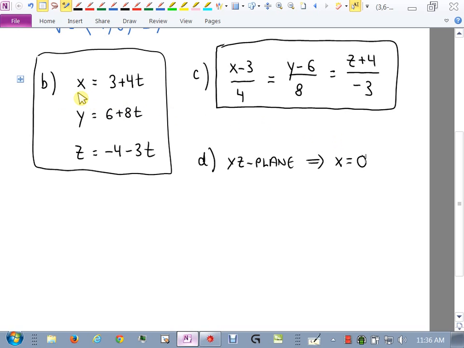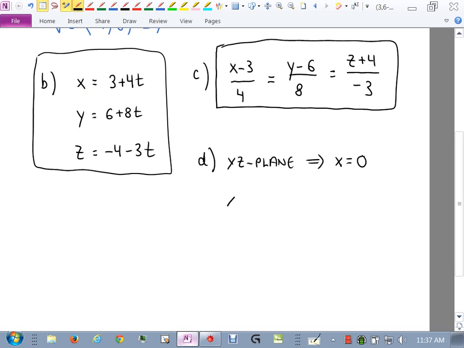Set x equal to 0 in B and solve for t. And wouldn't you know exactly what t is? Right? And then if you know what t is, you know what y is, and then you would know what z is. That's the way we'll do it. So we're going to go into the parametric equations.